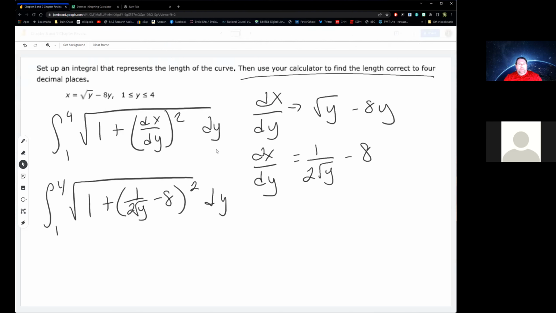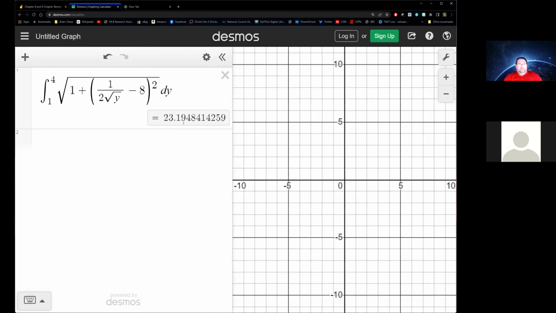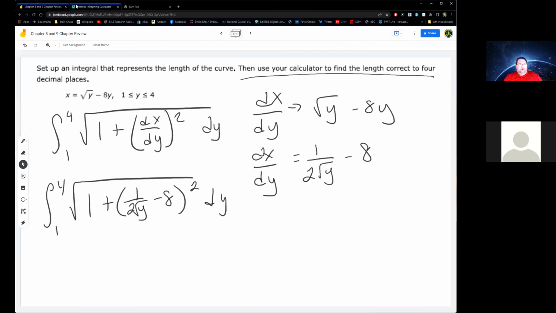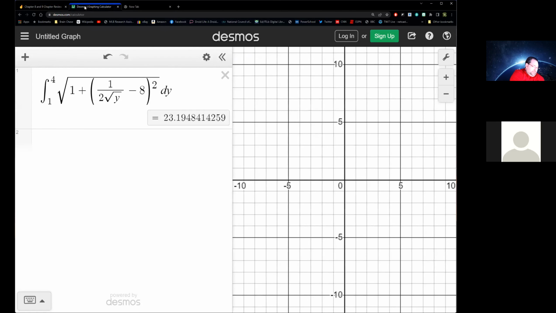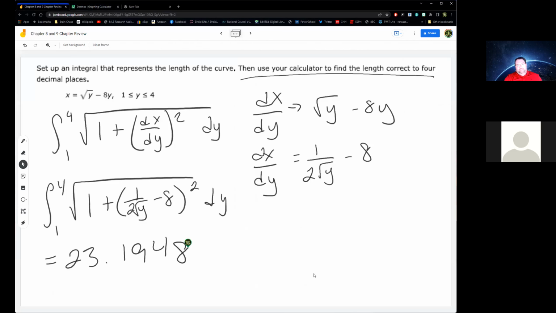All right. So I did this one on the calculator. The answer is 23.1. What did they say? Round to the nearest 4 decimal places. So the answer is 23.1948. And that's the final answer for it.